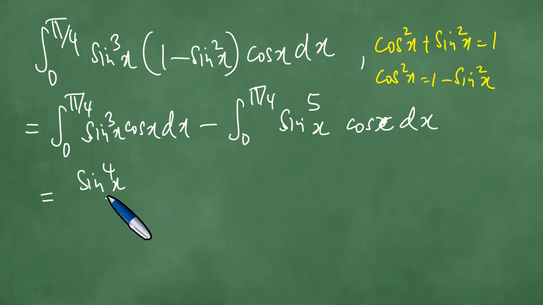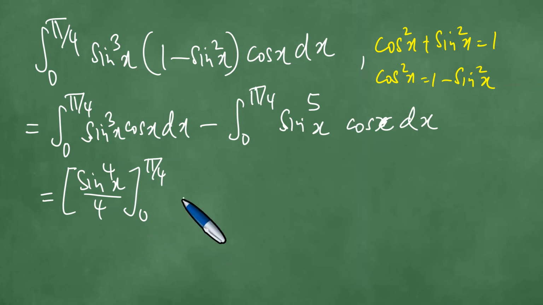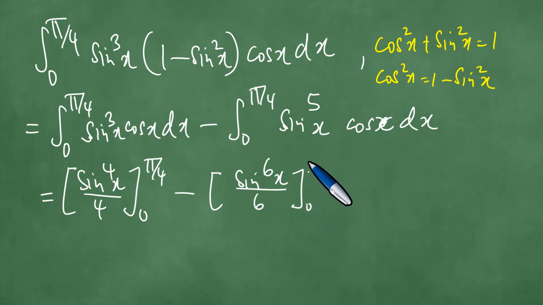So now, I'm going to state the formula here. The integral of this, because the derivative of the sine is the cosine, so this cancels out. Therefore, you add 1 to 3 and divide by the same thing, over 4. And the next term is sine to the 6th power of x divided by 6, from 0 to pi over 4.